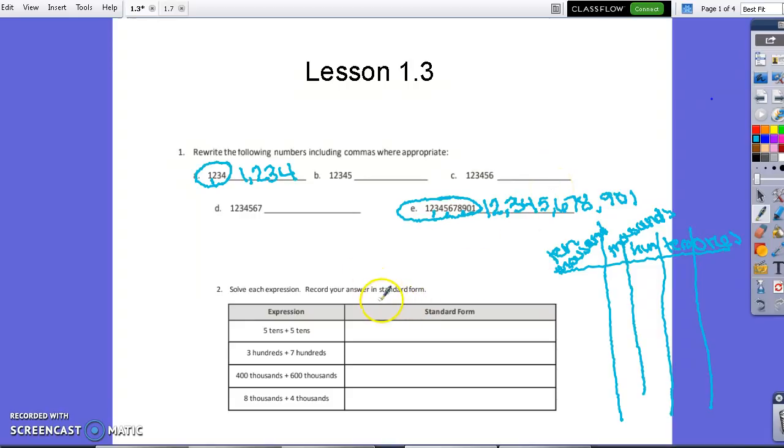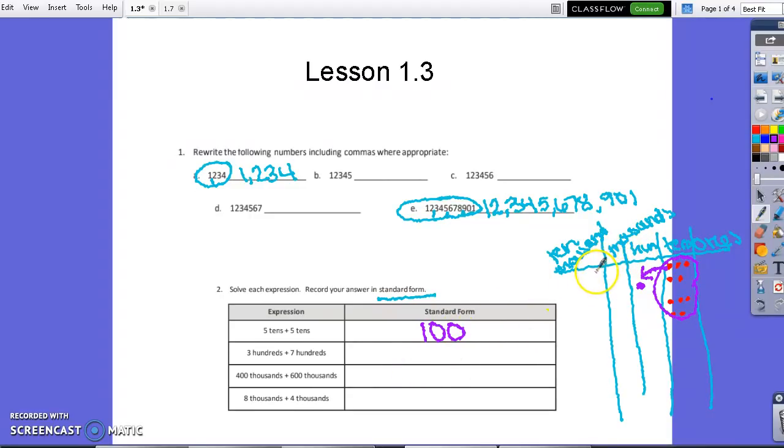Now the next part we're going to do is write our answers in standard form. Standard form is just a fancy way of saying how we normally write something anyway. So if our expression is 5 tens plus 5 tens, I have my ones, tens, hundreds, thousands, 10,000s. Now if I have 5 tens, so 1, 2, 3, 4, 5, plus another 5 tens, 1, 2, 3, 4, 5, when I group those into groups of 10, that goes over to the hundreds column, so I'm left with 100. That's nothing different than what you would normally do because 50 plus 50 equals 100. This just helps us understand where those place values really come from.